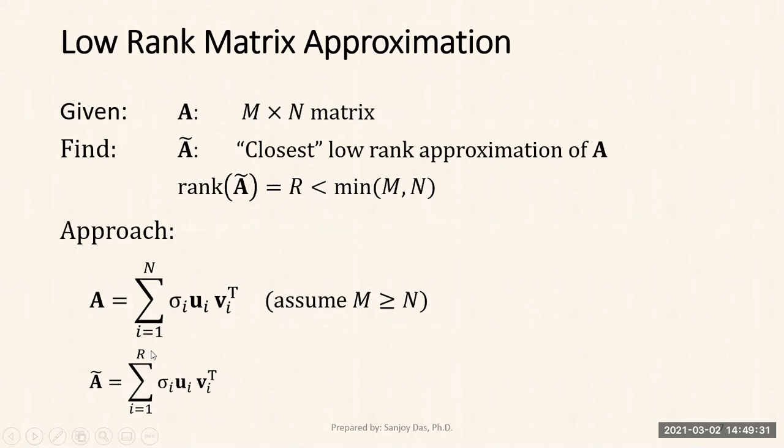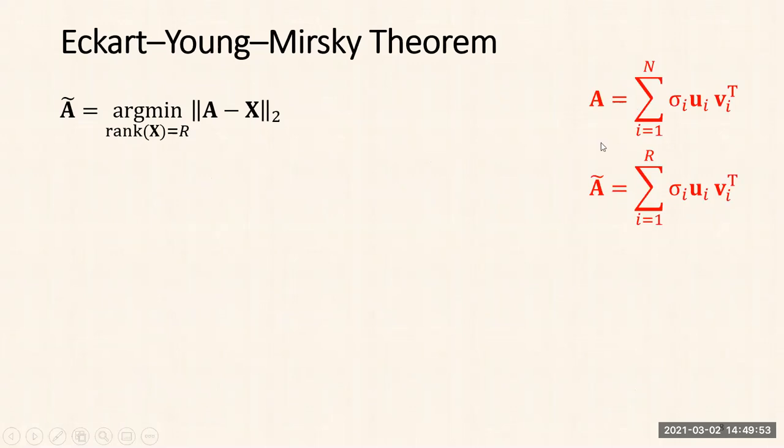And the rank of A tilde, of course, because it's a summation of r rank 1 matrices, is r. Now I haven't defined what closest low rank approximation means. So this is my A and this is my A tilde. I'm looking for a low rank approximation of A, so the L2 norm of the difference I want to minimize.